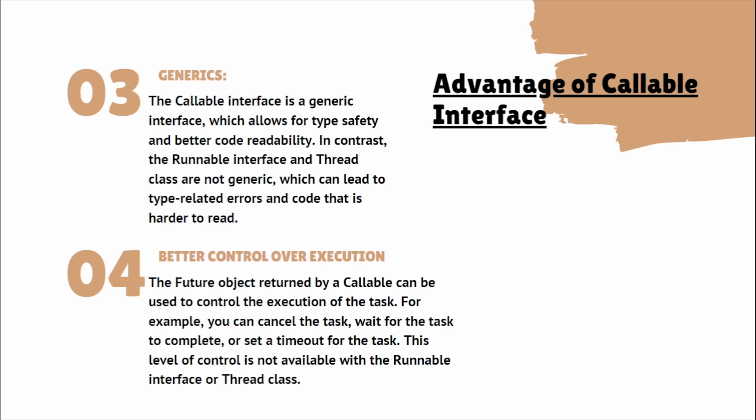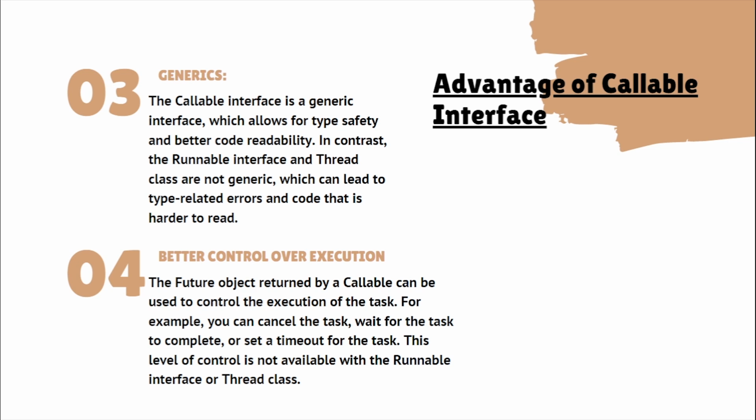Point 3. Generic. The Callable interface is a generic interface, which allows for type safety and better code readability. So if you want to implement the Callable interface, then we have to provide a class, as it is a generic interface. As a result, we can assign any kind of object or any kind of class to get the appropriate value. In contrast, the Runnable interface and Thread class are not generic, which can lead to type-related errors and code that is harder to read.